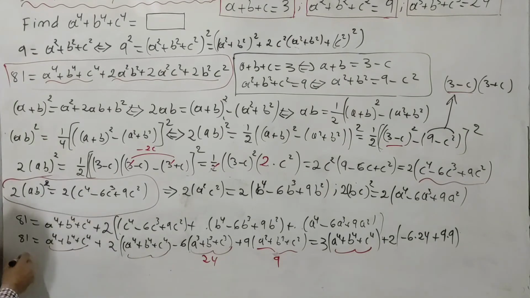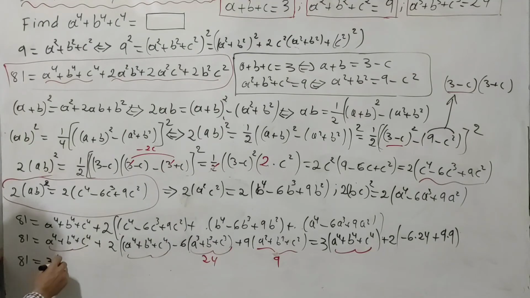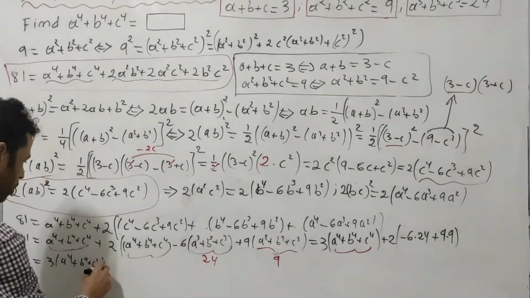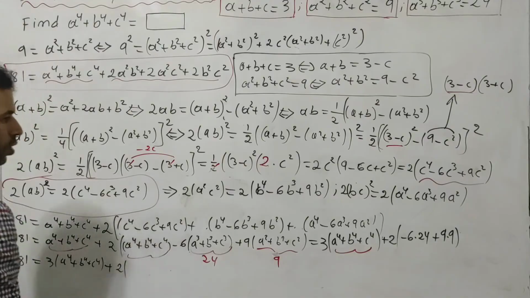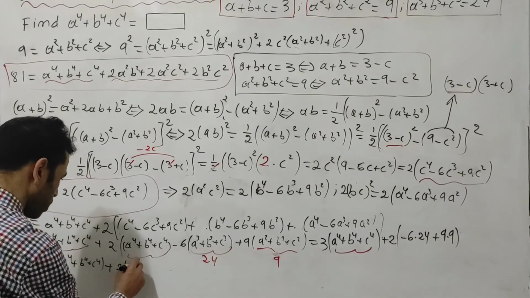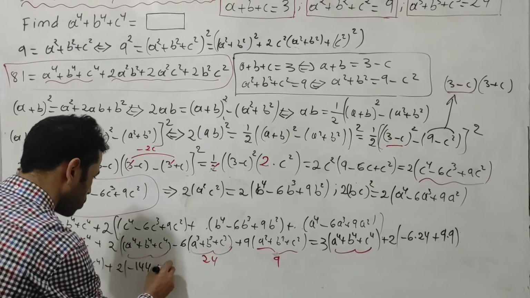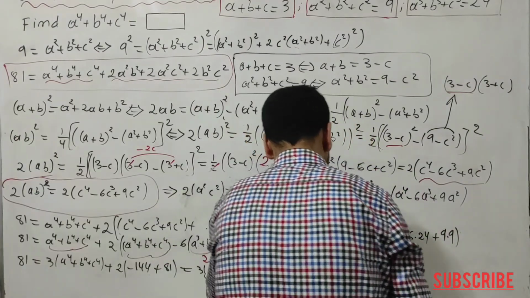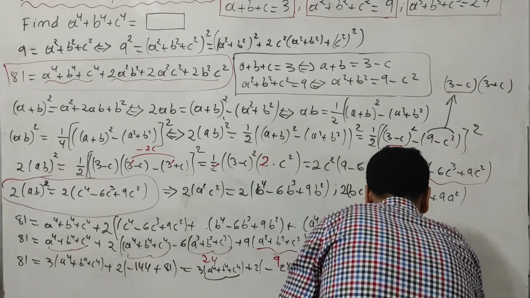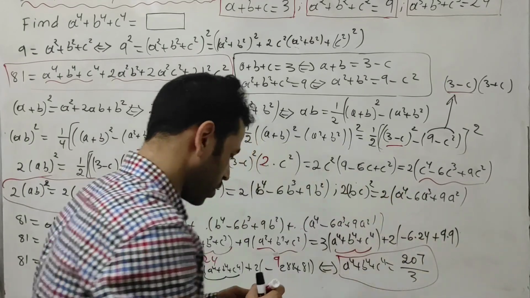So now I have area 1 equal to 3 times A to the 4th plus B to the 4th plus C to the 4th plus 2 times 6 times 24, which is 144, so minus 144, plus 9 times 9, equal to 81. I'm going to simplify this one more. I will have 207 over 3. This is the value of this number.